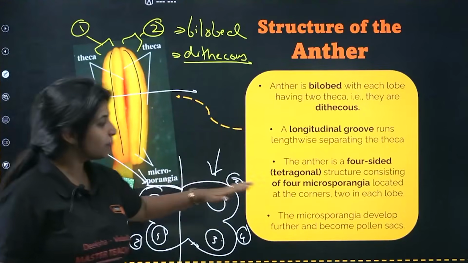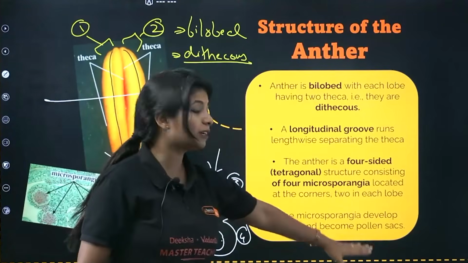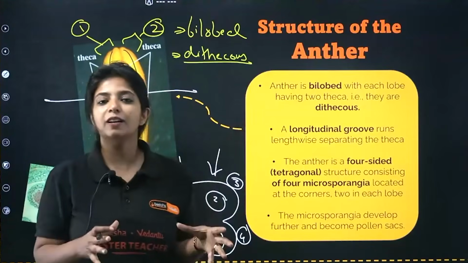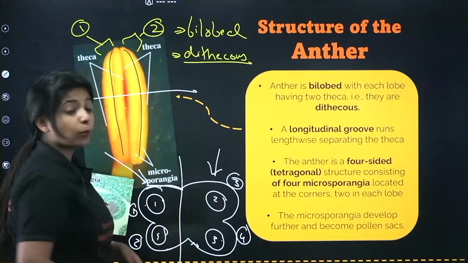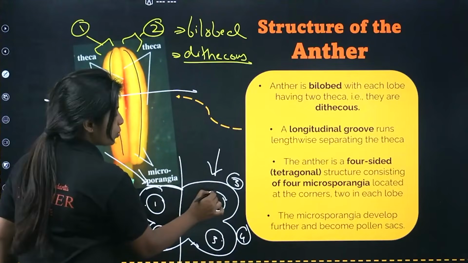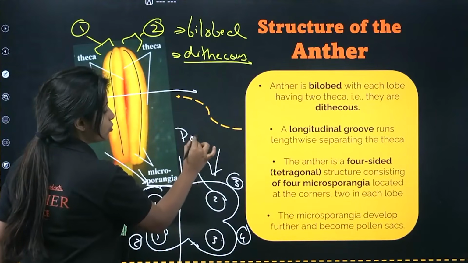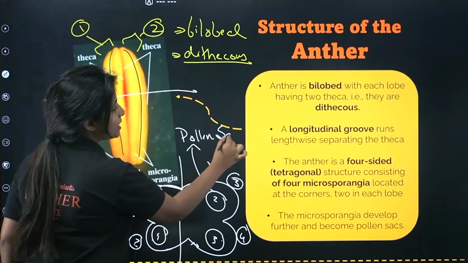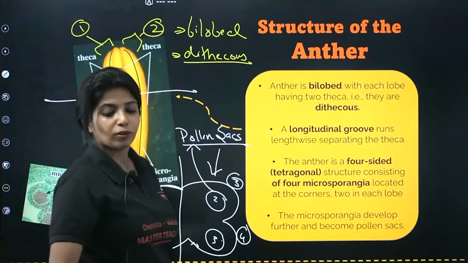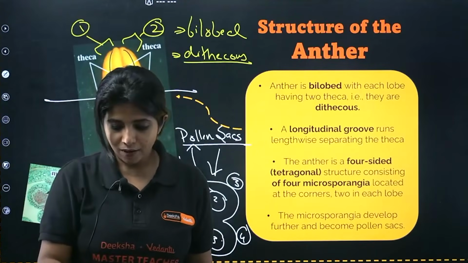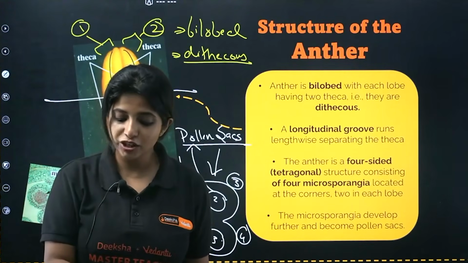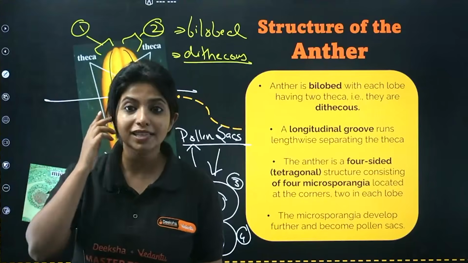Right? The microsporangia develop further and become pollen sacs. So this particular microsporangia, later on, as I said, is where the pollen grains are going to be formed, which is why it will later on transform into what? Pollen sacs. This is where the pollen grains are going to be formed. So Nisagra or anyone who is probably listening to the session, are you able to understand this?